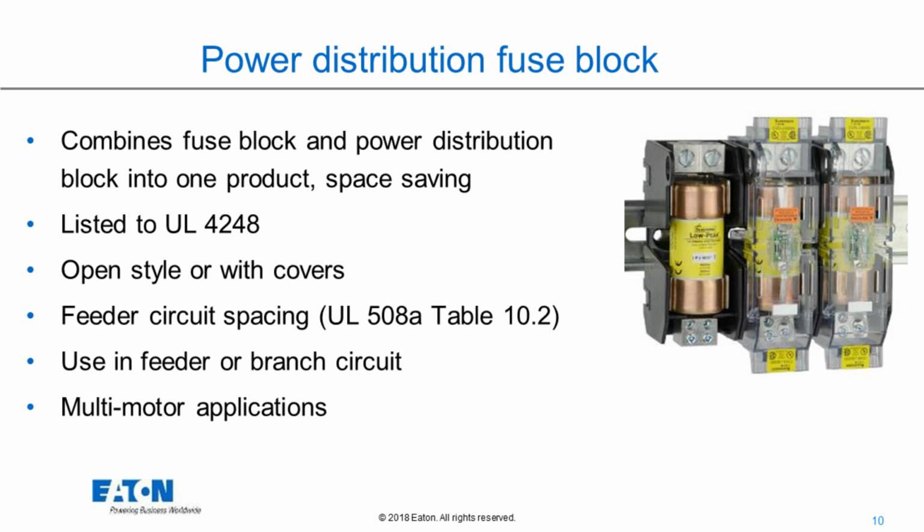So you see on the bottom of the fuse holder, there's a 4-pole. That's actually a power distribution block. 4-pole distribution block right there. We go up to 6 poles, about 200 amps. We can use it in feeder or branch circuits, multi-motor applications. Perfect for that.